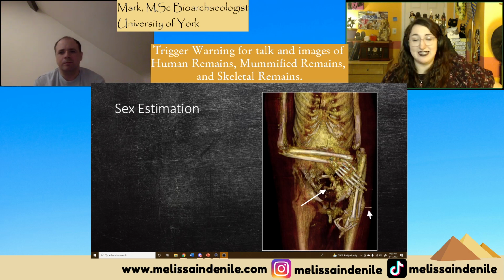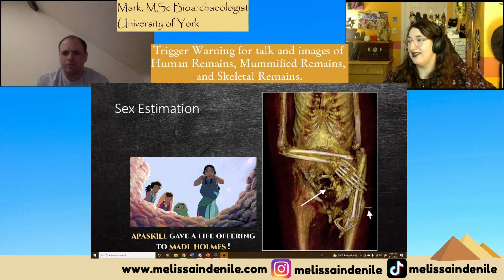But as you can see with the CT scan, he does have a penis, and it was individually wrapped.